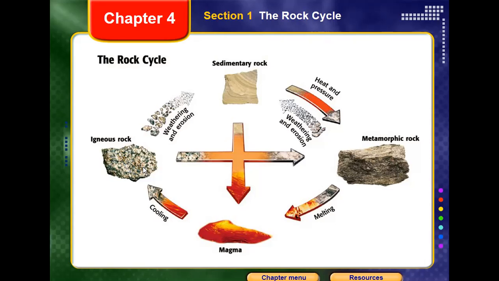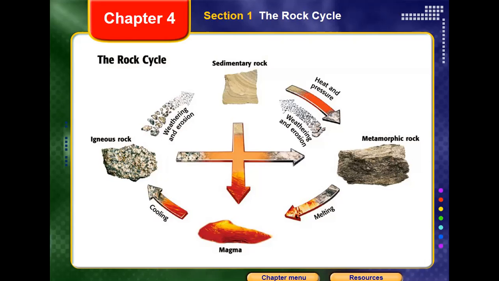The igneous rock, for a long time, will be exposed to weathering and erosion factors. What do I mean by weathering? Weathering means weather factors like sunlight rays, different temperatures, precipitation, and wind, which break down the rocks and turn them into small pieces. We call them sediments.